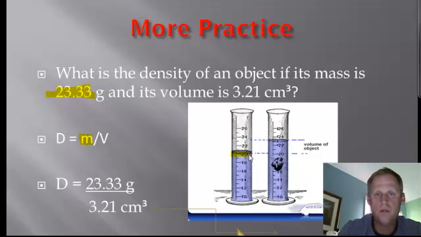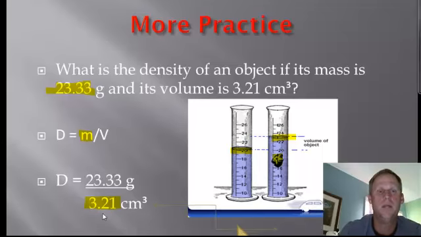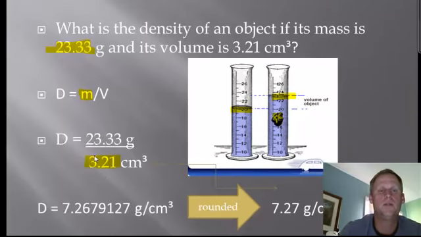We have 20 milliliters of water in this graduated cylinder. We drop the rock-like object in there, and it goes up to 23.21. And so when you subtract 20 from 23.21, you get 3.21. That's its volume by water displacement. Now, how do we represent the answer? Well, we divide the two and we get this humongous number.